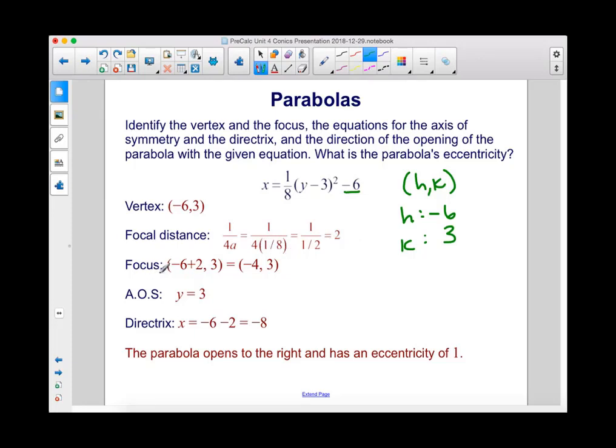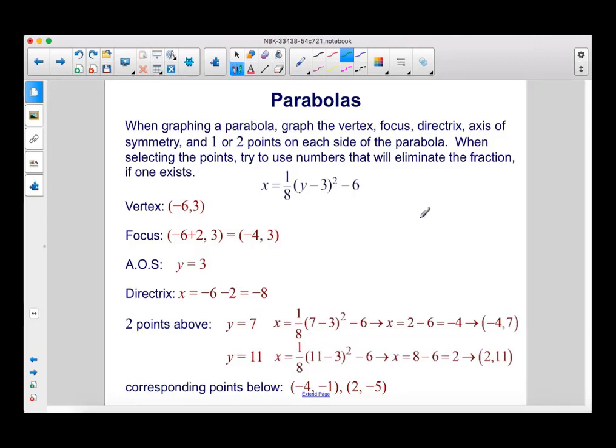The focus is at h plus the focal distance, comma, k. So that would be -6 plus 2, comma 3, which is -4, comma 3. The axis of symmetry is y equals k, which is 3. The directrix is at h minus the focal distance, so -6 minus 2, which is -8. The parabola opens to the right and has an eccentricity of 1.